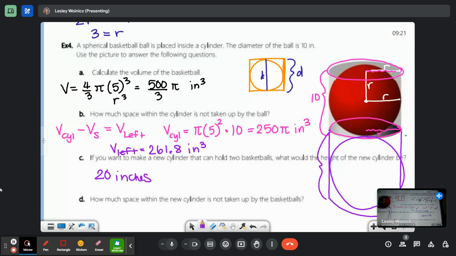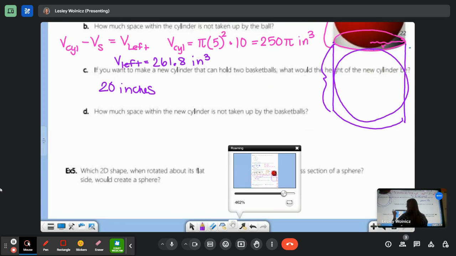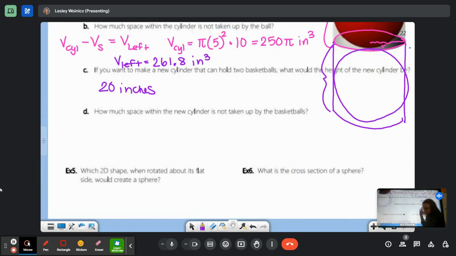And then how much space within the new cylinder would not be taken up by the basketballs? You would double. Everything just gets doubled. You guys are too smart for this problem. So whatever that times 2 is, 523.6.